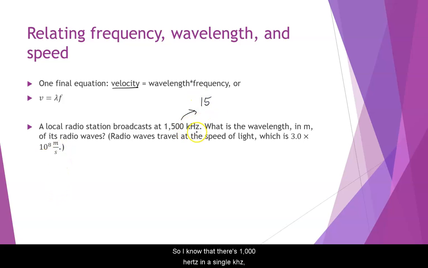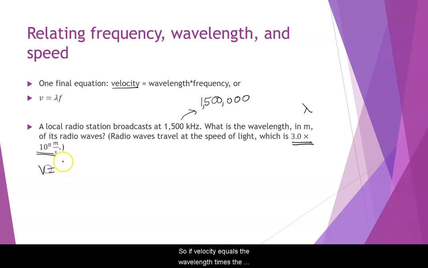I know that there's 1,000 hertz in a single kilohertz. So I'm just going to move that decimal over 3 more places. 1,500,000. What's the wavelength in meters? So I'm solving for lambda of its radio waves. And radio waves travel at the speed of light, which you are going to need to know for some of the homework, 3.0 times 10 to the 8th meters per second.